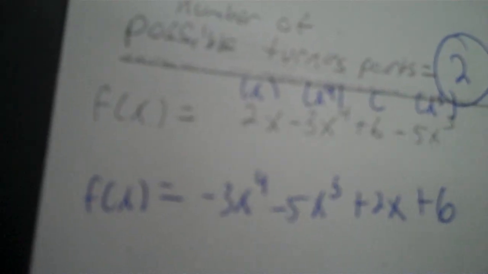Now it's even this time, so the end behaviors will be the same. Number of terms: 1, 2, 3, 4. Leading coefficient: -3. The y-intercept: we just set x to 0, so this and this would zero out. Then you've got 6. End behavior: again, x approaching positive infinity is where they say the right side of the graph, and this is the left side.